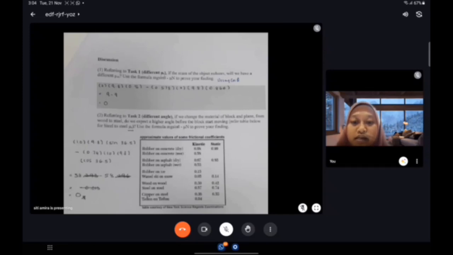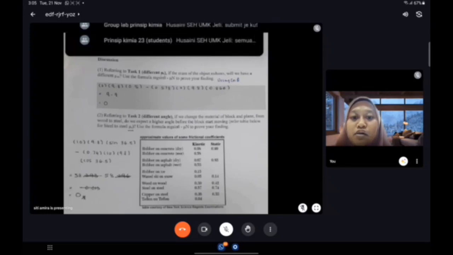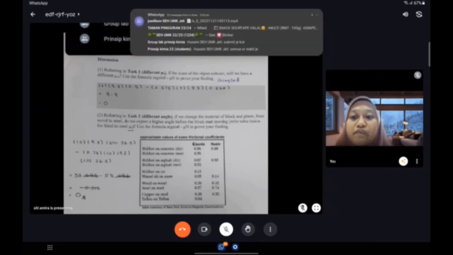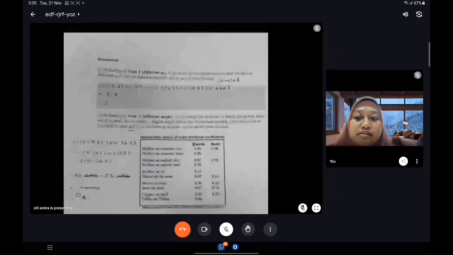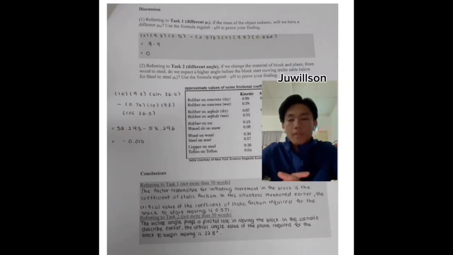How we get the angle of 36.5 is when we change the static friction from 0.42 to 0.74. We have to find a new angle until the block and plane get the last value for the static block. So the total is 0. Thank you.